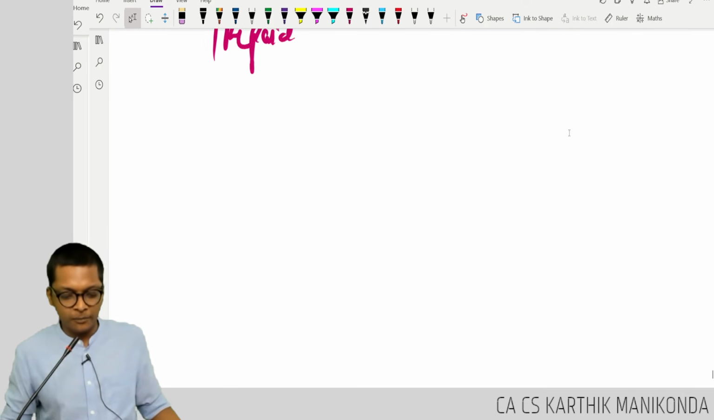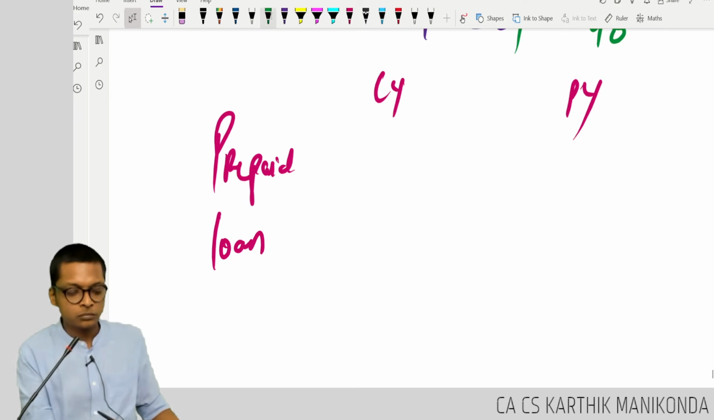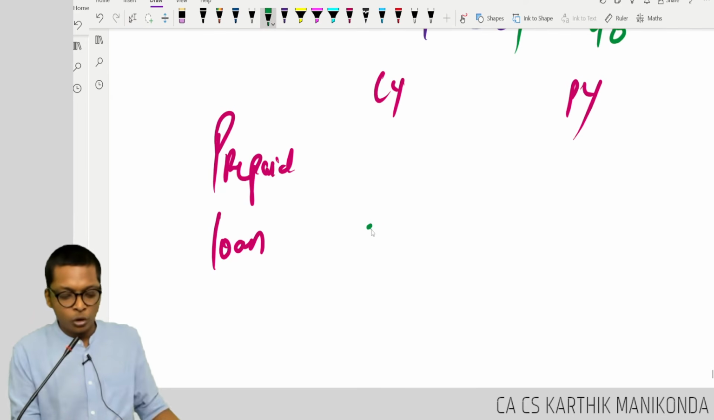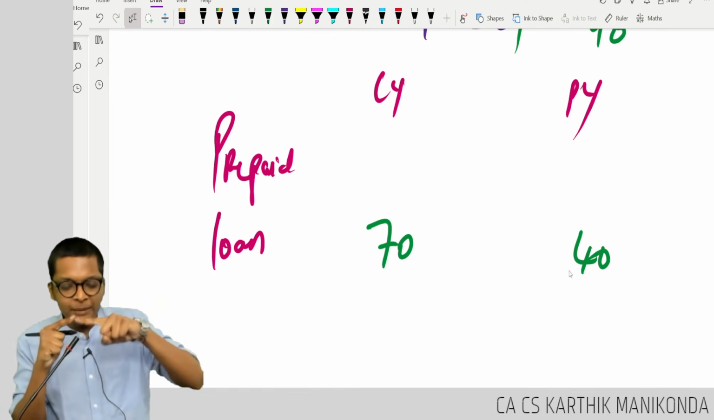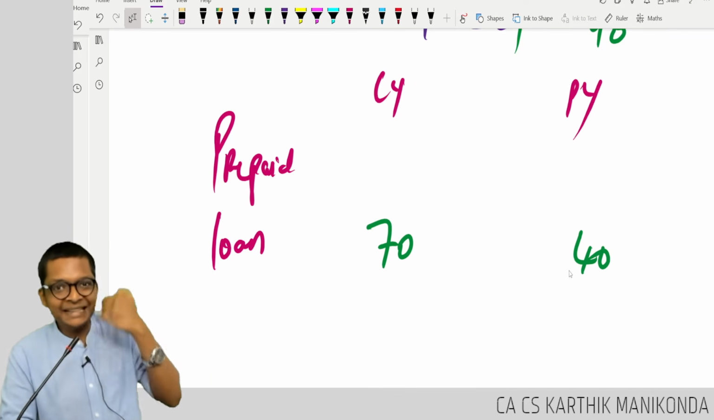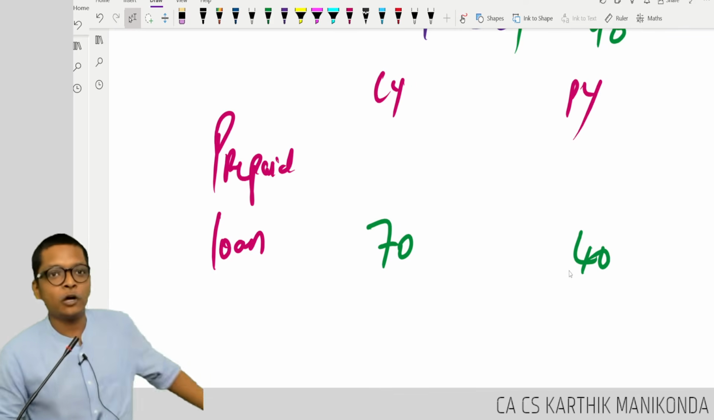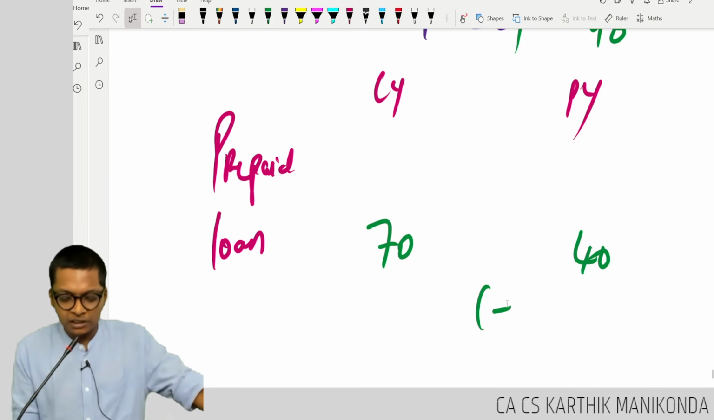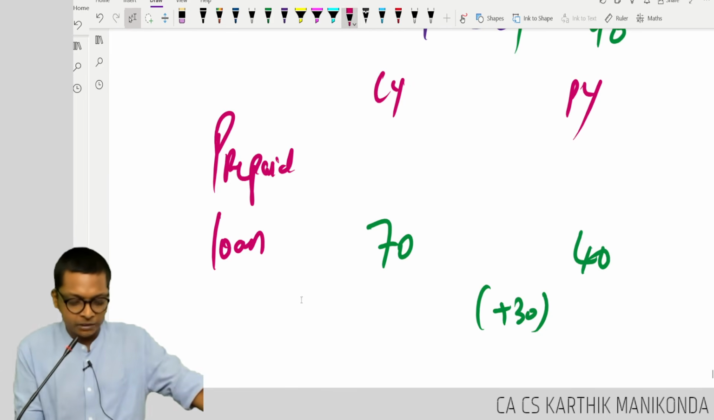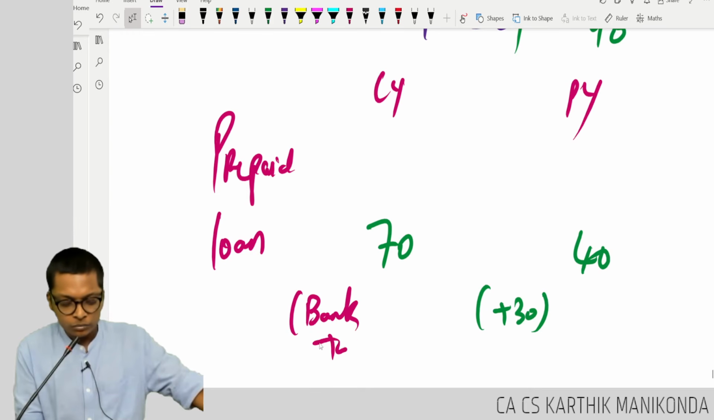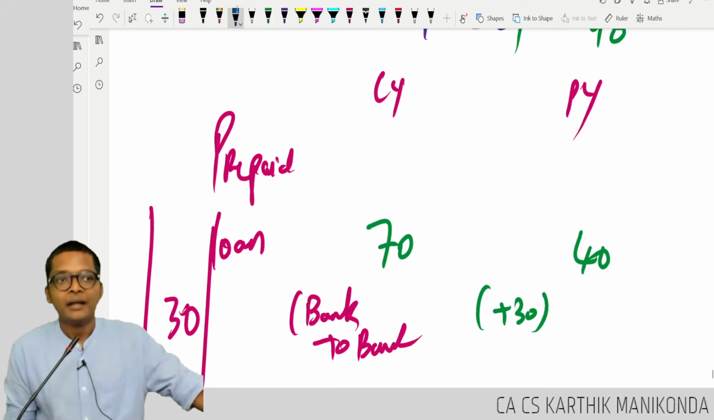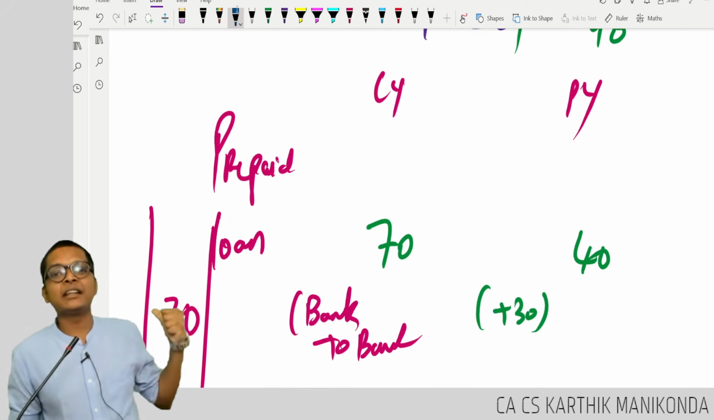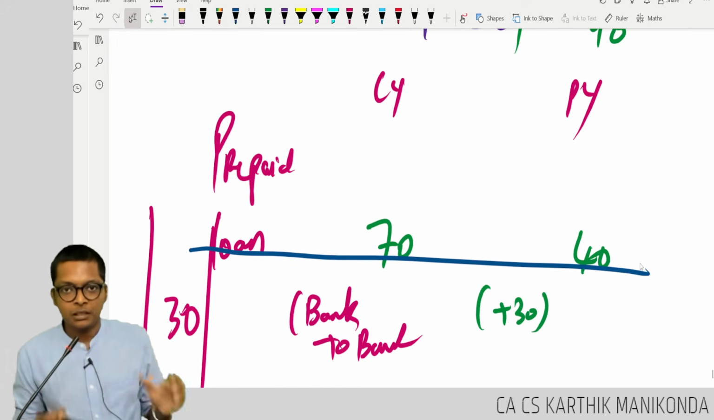Leave prepaid for a moment. Where will loan come? Financing. Loan, current year 70, previous year 40. What's the meaning? We just discussed. Loan 40 became 70, meaning increase in loan by how much? 30. What is the entry for this? Bank to bank loan. That means in cash flow 30 with bracket or without bracket? Without bracket. It comes in financing. That's why I am not discussing this. That is the only difference.